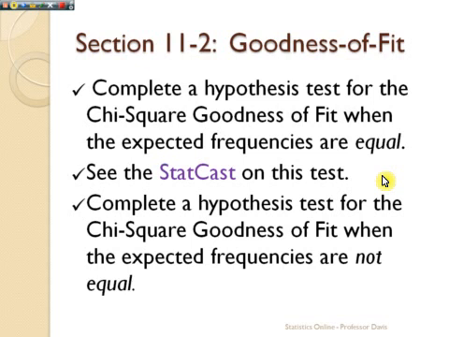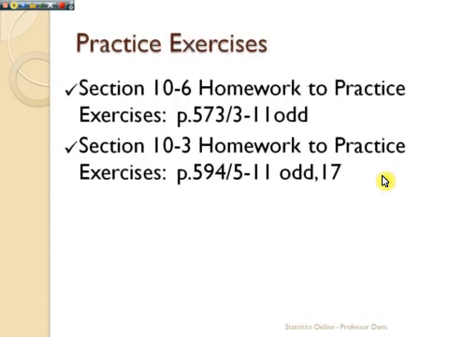And we also want to be able to compute a hypothesis test when the expected frequencies are not equal. That's where we simply take the sample size of the observed values and then multiply it by the proportion of the expected values, and then we can move along with the test, kind of like with the previous one.